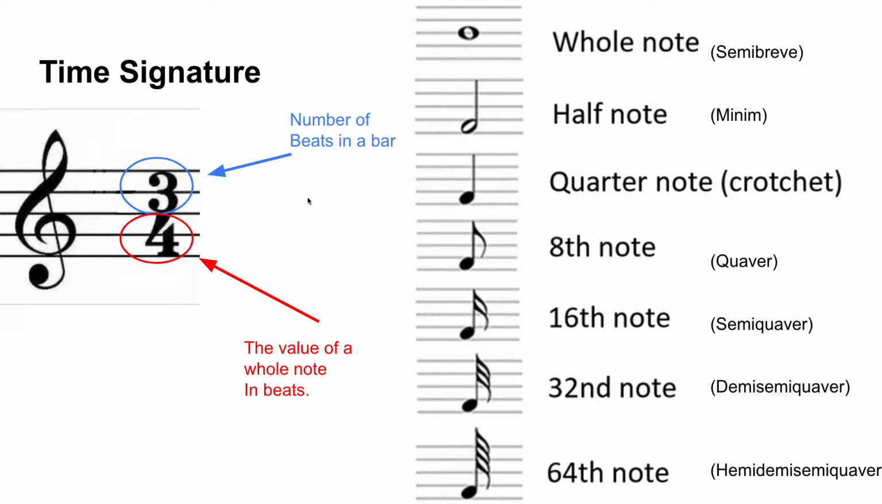So that's broadly speaking it. That's how a time signature works. The top number tells you the number of beats in a bar. The bottom number tells you the value of a whole note in beats, and using that you can work out the note value that is equivalent to 1 beat. Let's have a look at another common example.